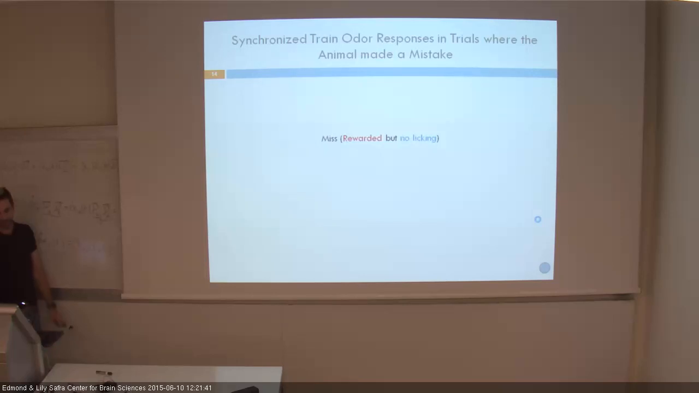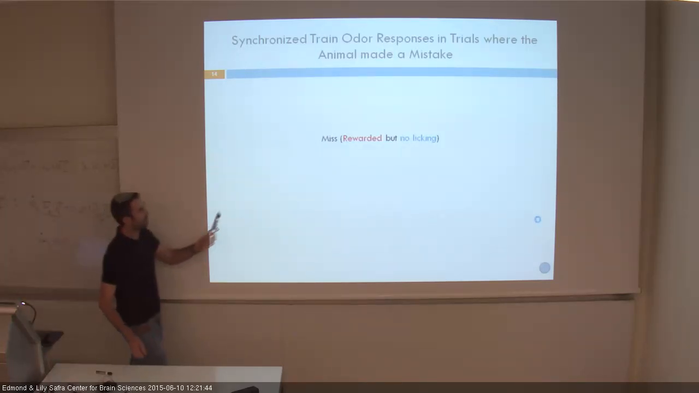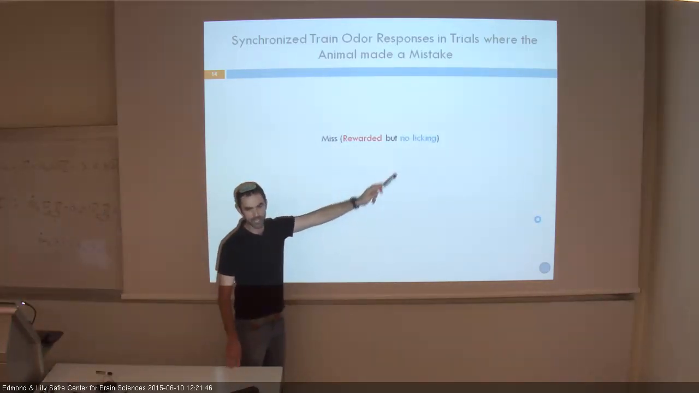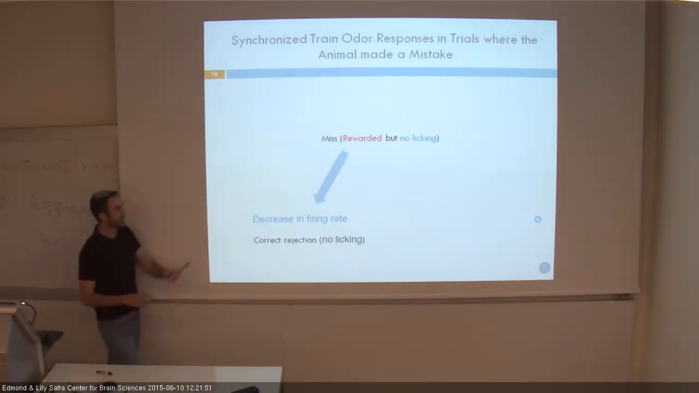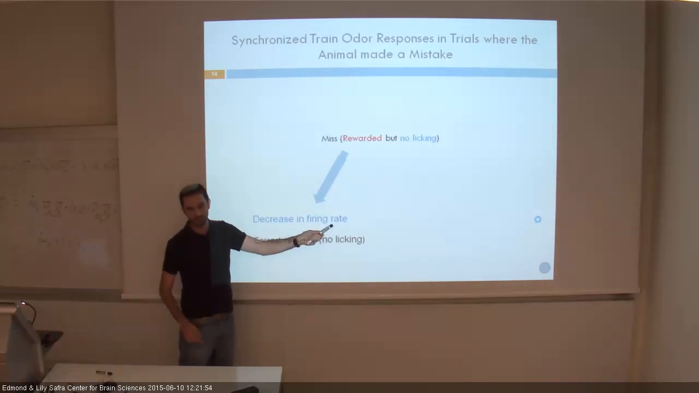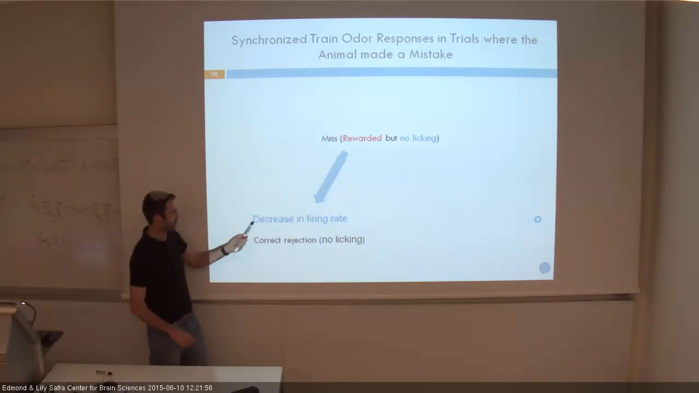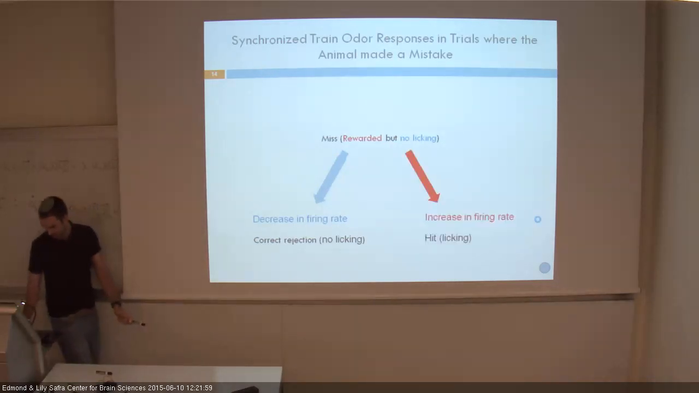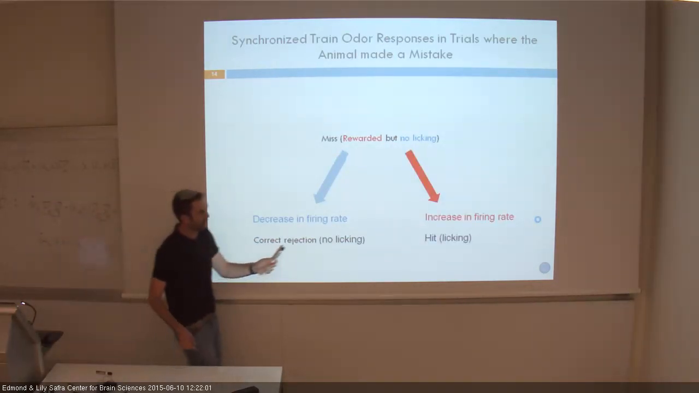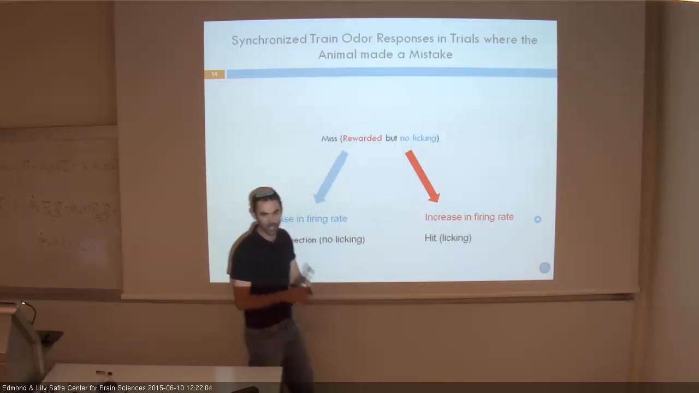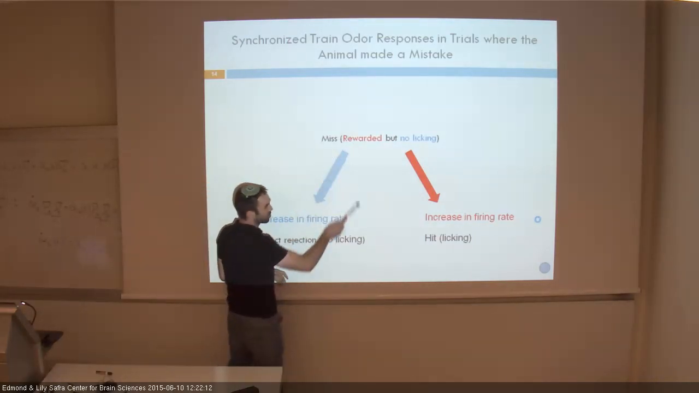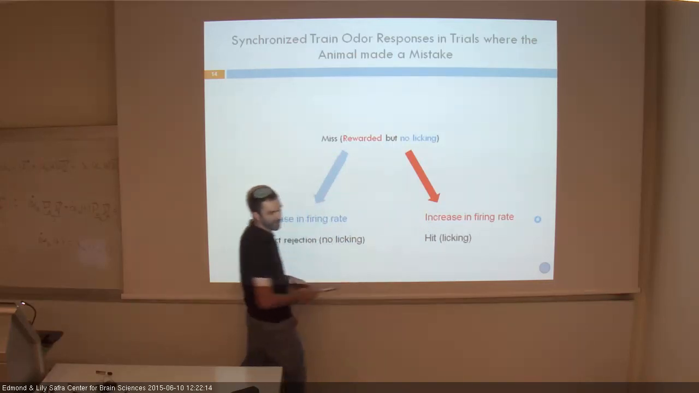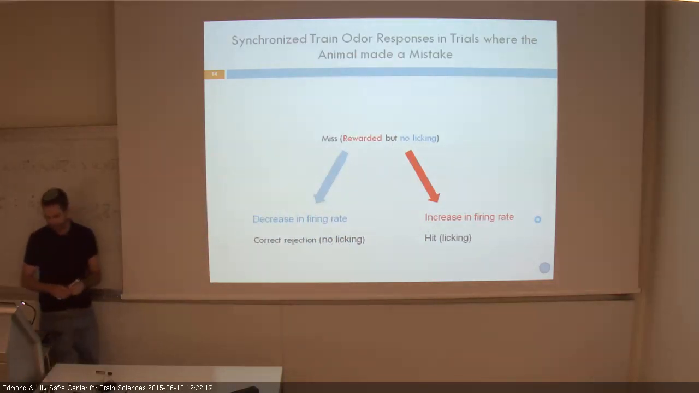What happens in mistakes? For example, we have the miss, where it's a rewarded order, but he didn't lick. What is it similar to? Is it similar to the behavior, meaning that he didn't lick, so there was a decrease in the fire rate because he didn't lick, so we would expect a decrease? Or is it like a hit, where there's an increase in the fire rate? So he missed, it's something in the middle. He didn't lick, so we expect that decrease. But on the other hand, it's a rewarded order, so we might expect an increase in the fire rate because it's a rewarded order.